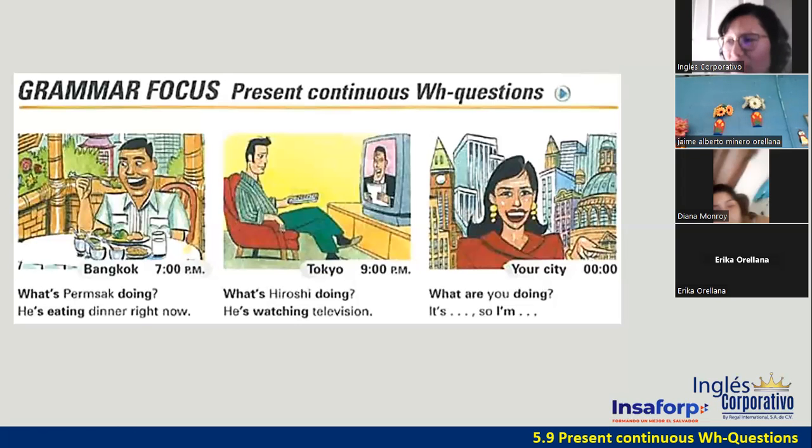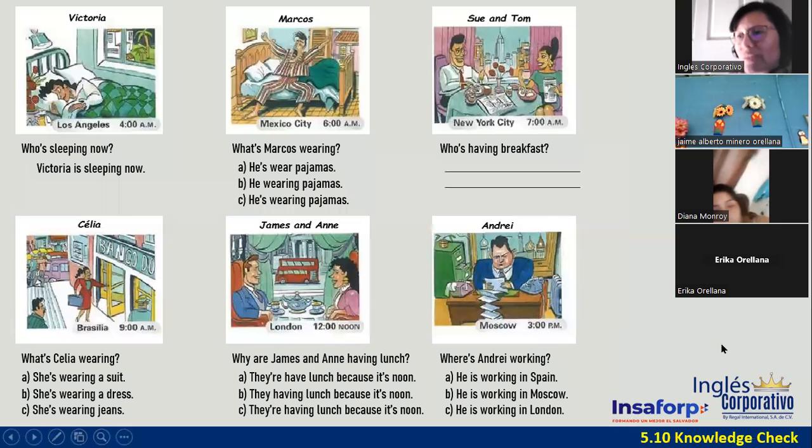And then we move to Tokyo, right? It's 9 p.m. in Tokyo. So what's Hiroshi doing? He's watching television. And we move to San Salvador, which is our city. And in San Salvador, right now, it's 3:47. So what are you doing right now? Well, I'm teaching, and you are listening to the class, okay? Luego, después, viene un ejercicio dentro de la plataforma y lo vamos a resolver ahorita, pues me imagino que ustedes ya lo finalizaron, ¿verdad? Pero vamos a repetirlo, okay?